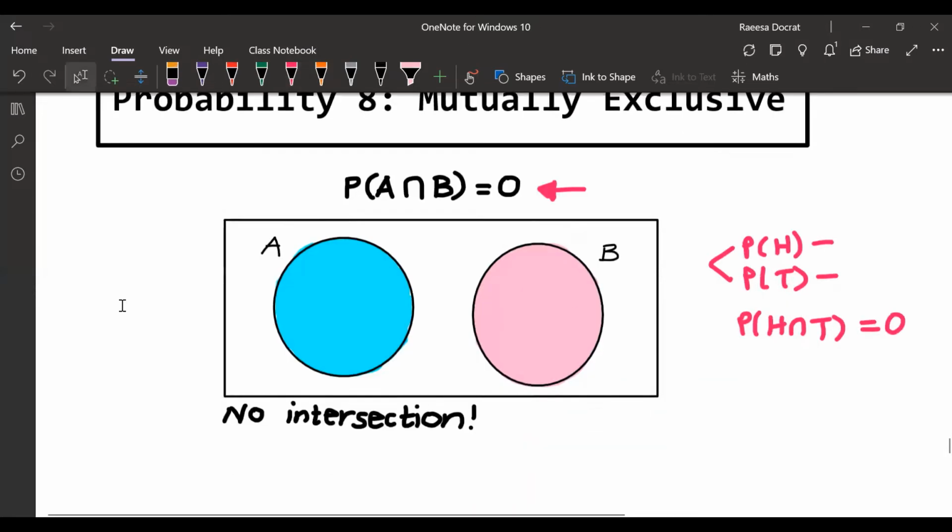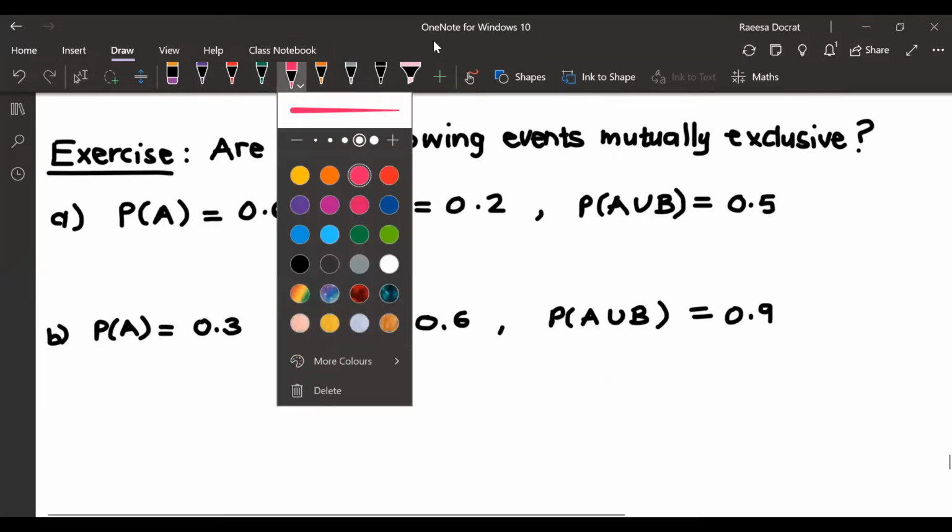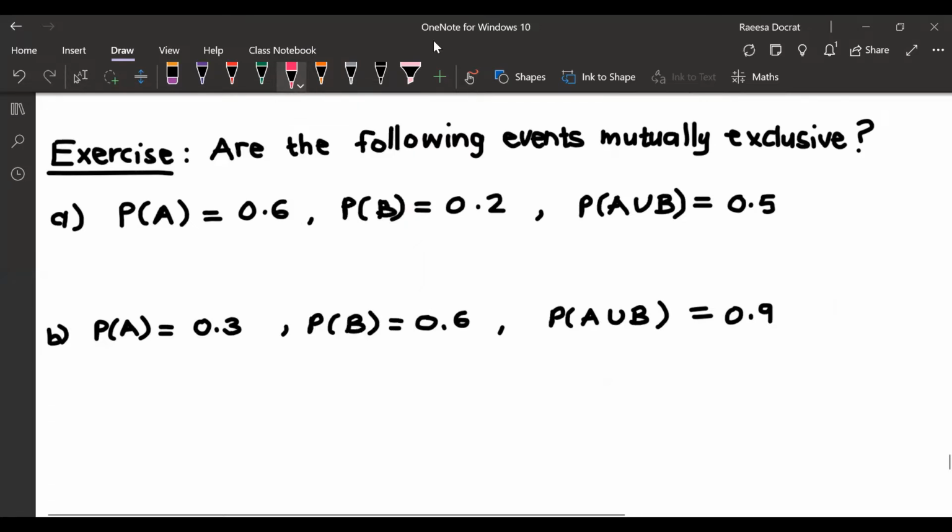Let us have a look at some examples. It's quite a short exercise, and in this exercise, we have to calculate whether the following events are mutually exclusive. Let us have a look at the first case. It says the probability of A is equal to 0.6, the probability of B is equal to 0.2, and the probability of A or B is equal to 0.5. Now remember, if we want to test if things are mutually exclusive, we have to check if the probability of A and B is 0 or not, right?